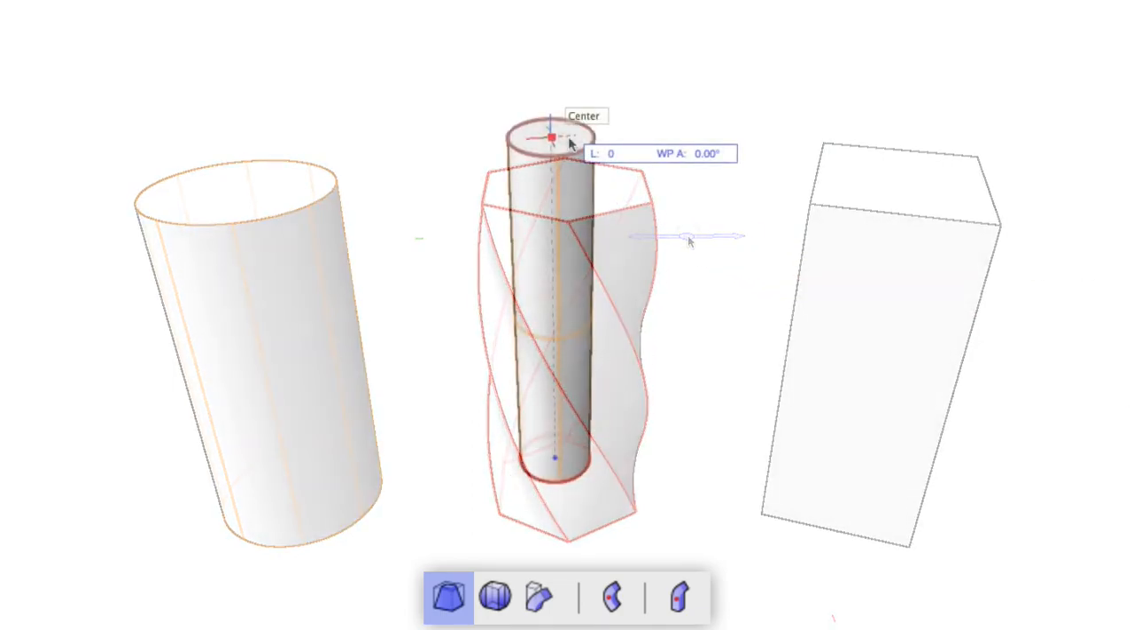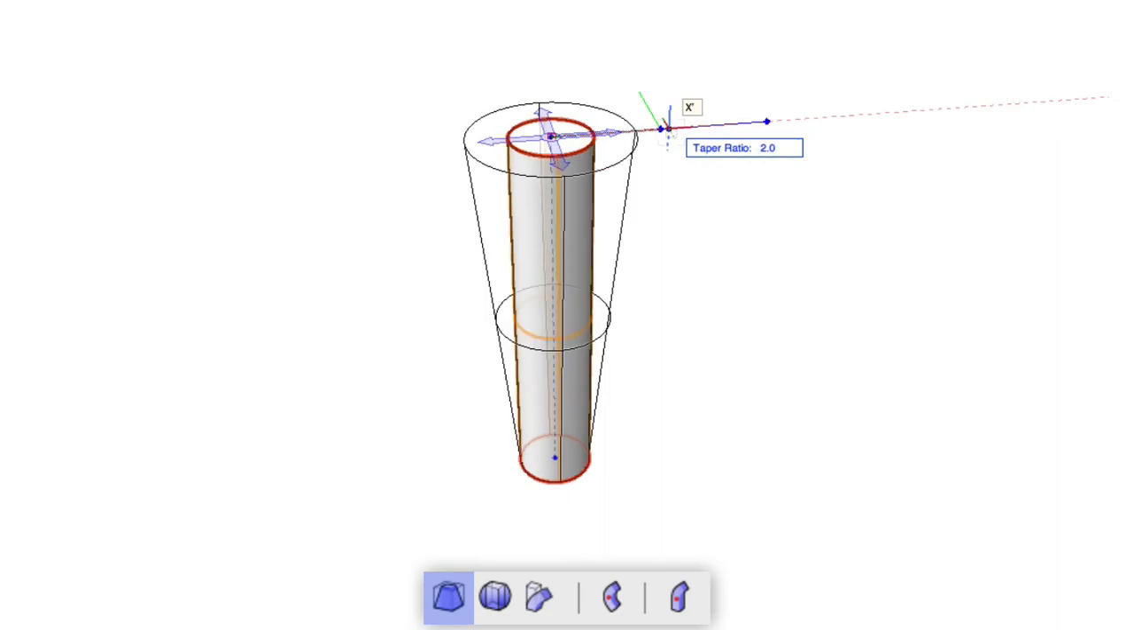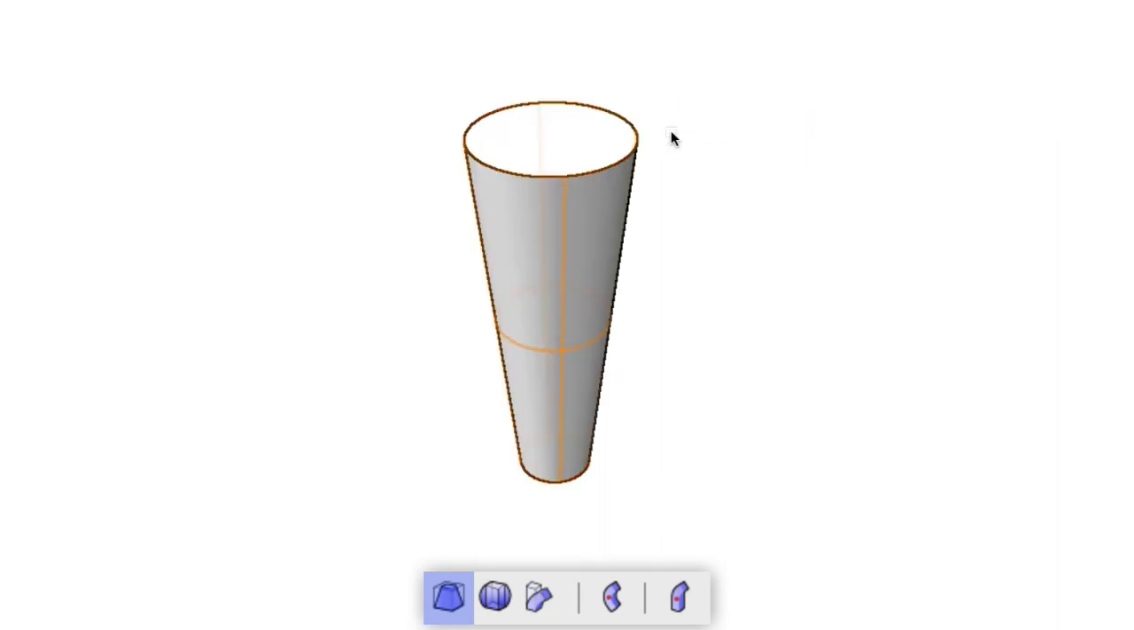For both of these modes, you can enter a ratio for the taper. For example, a cylinder 1 meter across and tapered at the top with a ratio of 2, entered via the floating data bar, would be 2 meters across at the top and 1 meter across at the bottom after the taper completes.